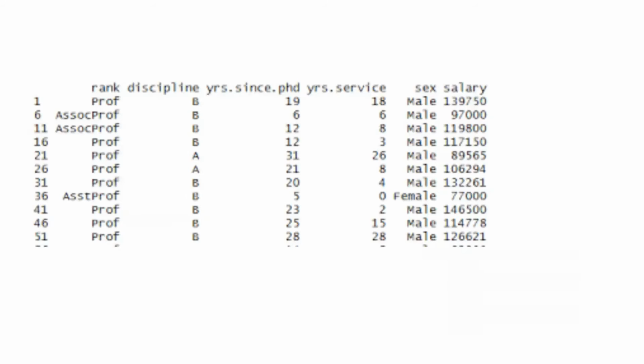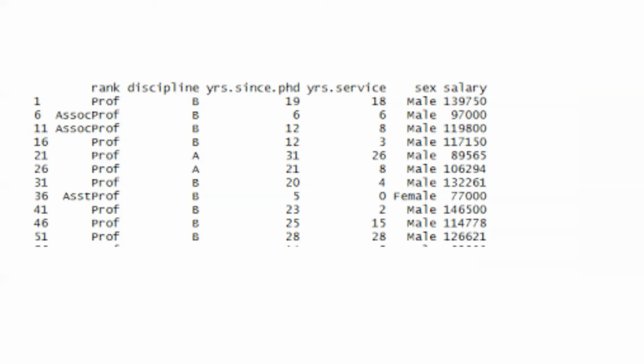But now, what if you did not only have the years of experience of the person as a feature with which you try to predict the salary, but you have also other features like rank, discipline, years since PhD, years of service, sex, and salary is the right answers. So it seems like this would give you a lot more information with which to predict the salary.